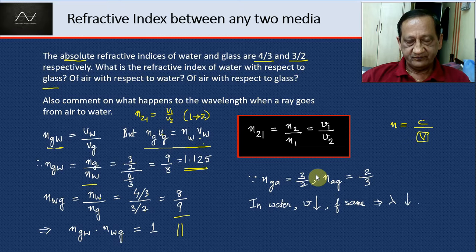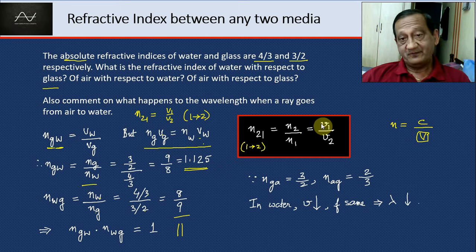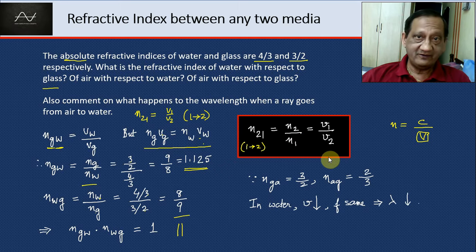All this can be very easily remembered if you just remember this particular one. N21, we wrote, is V1 by V2, that is also N2 by N1. The ray goes from 1 to 2, that is the meaning of N21. N21 is N2 upon N1 or V1 upon V2, because N1 V1 equals N2 V2.